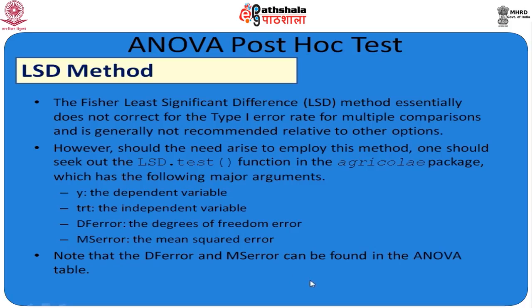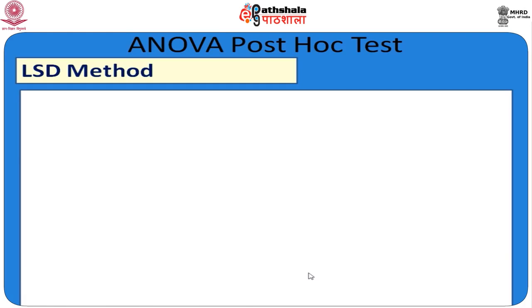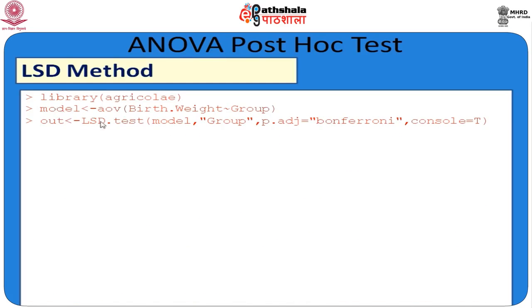So let's see how I am going to perform it. As I told, the library agricolae needs to be installed and loaded in the R console, and then I'll use the aov command for ANOVA with birth weight and group. I'll create this object, the ANOVA object. That ANOVA object will be passed to the LSD.test function with groups, then p.adj Bonferroni correction. This is much more robust than the simple LSD.